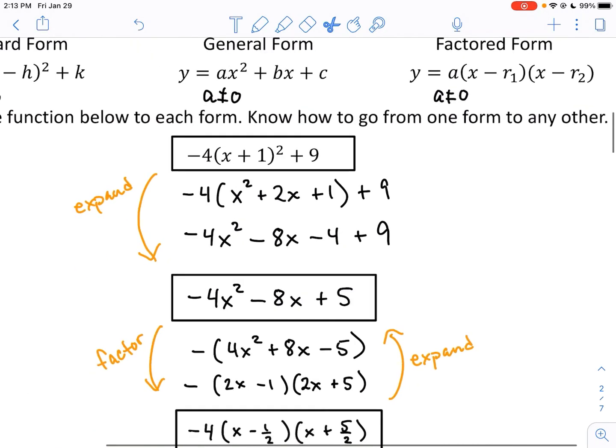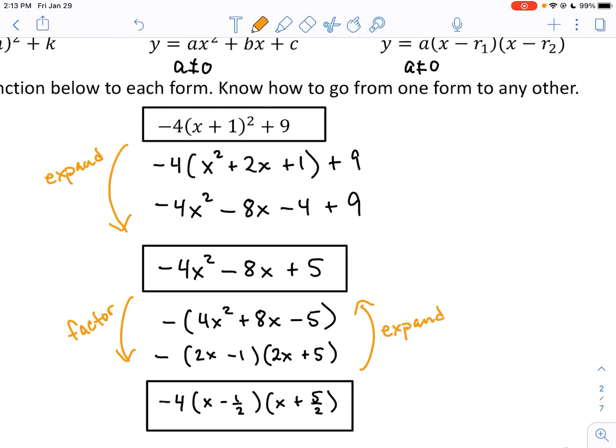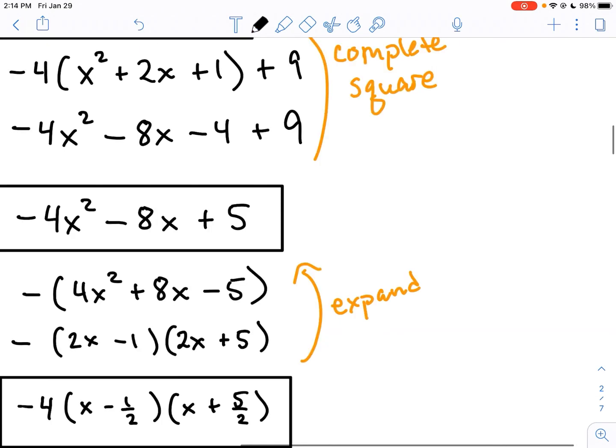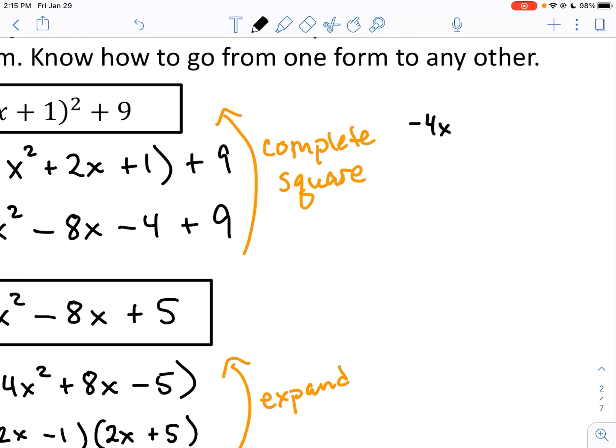Now the trickier one is to go from general form back to standard form. Alright, now to go from general form to standard form, we have to do a process called complete the square. We begin with the general form, negative 4x squared minus 8x plus 5. We factor the leading coefficient, but out of the first 2 terms only. So factor a negative 4 out of only the first 2 terms. That becomes a plus of 2x and then plus a 5.